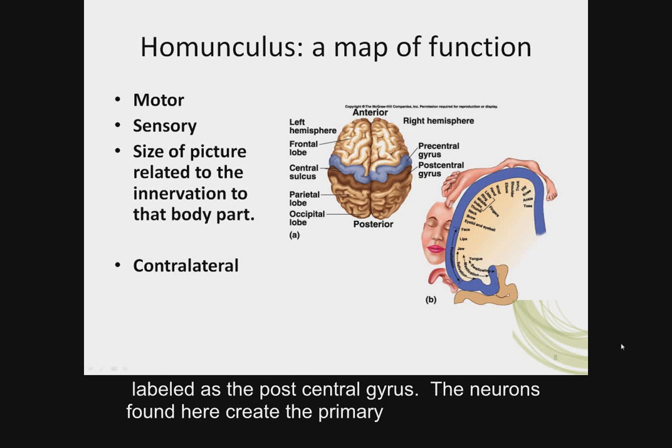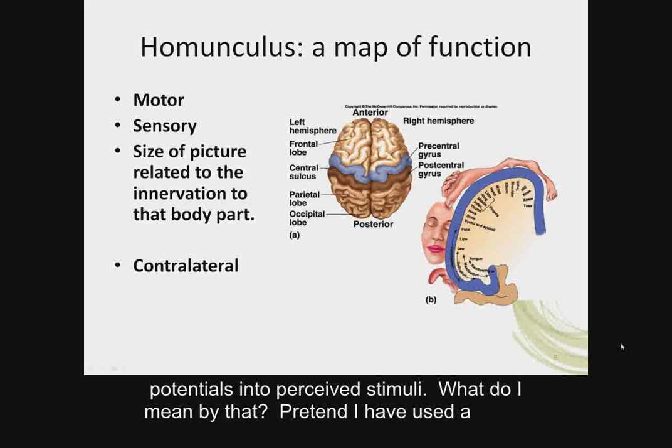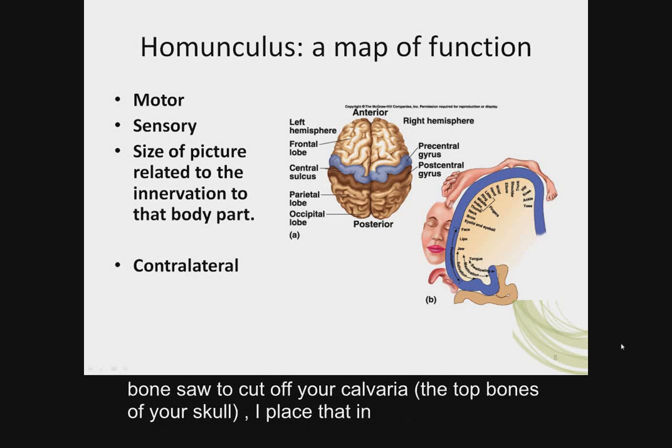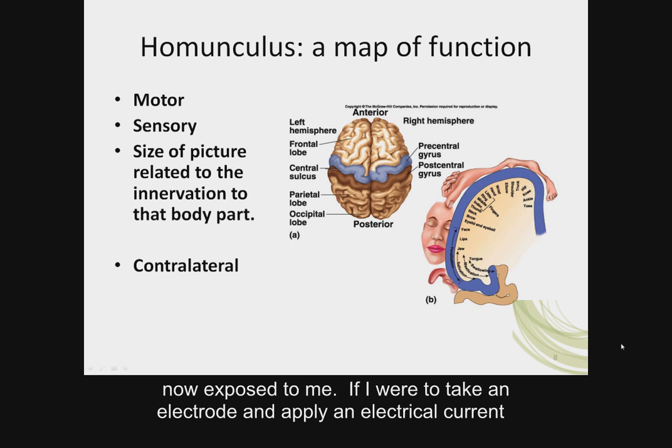In the brown area, you see it labeled as the postcentral gyrus. The neurons found here create the primary somatosensory cortex. The neurons here are important for interpreting action potentials into perceived stimuli. What do I mean by that? Pretend I have used a bone saw to cut off your calvaria, or the top of your skull. I place that in front of you on the table. Now I cut through your meninges, and your brain is now exposed to me.